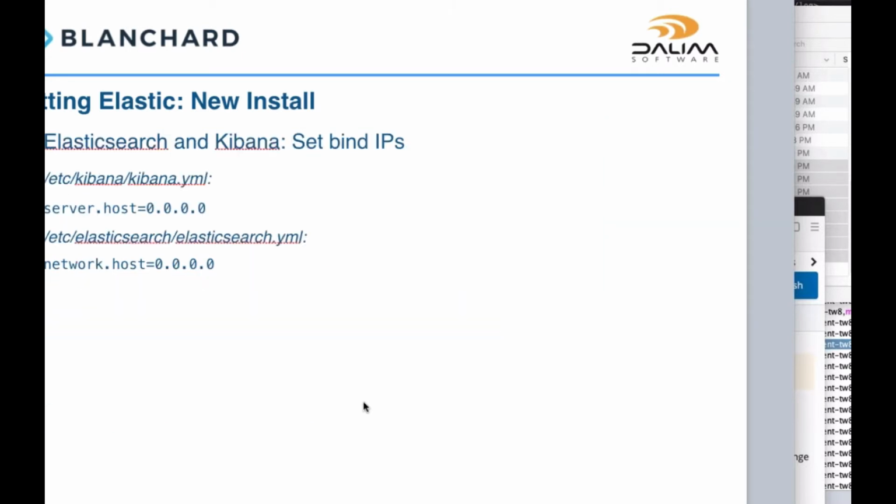If you're doing this as a new install, I don't want to delve too much into the basics of installing, but if you're installing this new outside of ES, you should add these two lines to /etc/kibana/kibana.yml and /etc/elasticsearch/elasticsearch.yml. If you have a separate Elasticsearch and Kibana server, this tells it to bind to all network addresses so that your Twist server can hit it. If you're just installing Elasticsearch and Kibana directly on the Twist server itself, you wouldn't need to add those lines because you could just hit it on localhost.